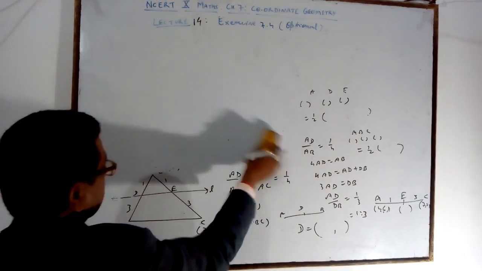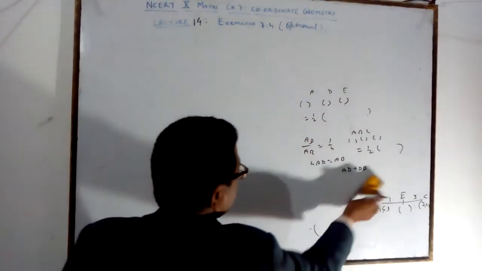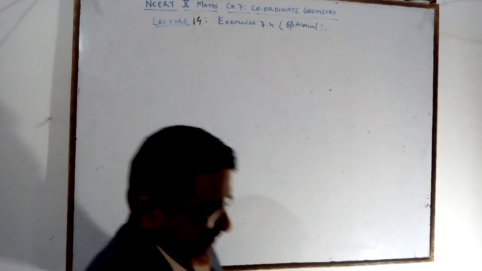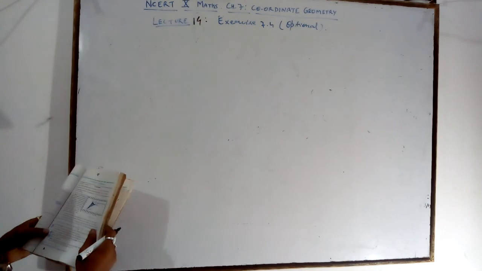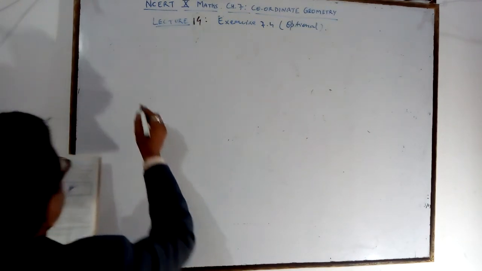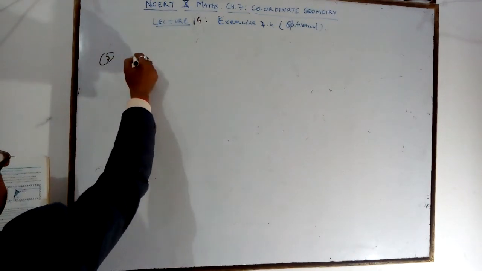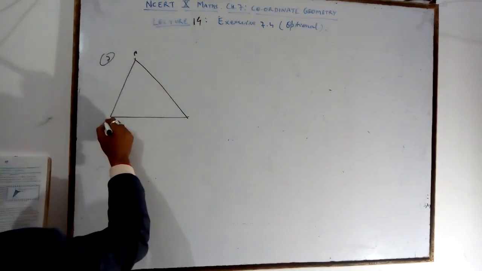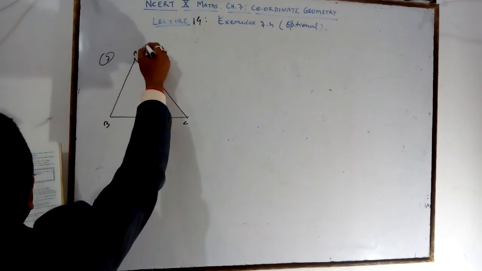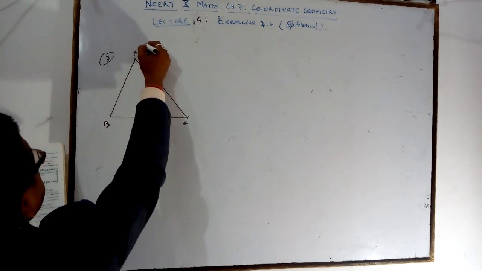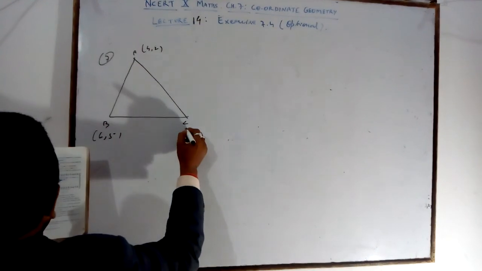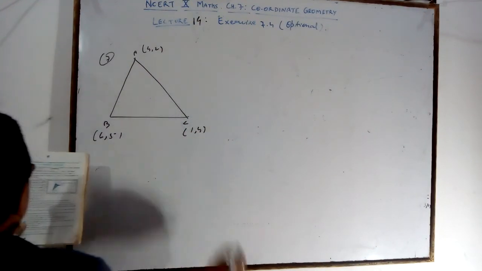Now question number 7 is given here. In question number 7 you are seeing a figure. Let ABC be the vertices of a triangle. The centroid formula derivation is given here. The coordinates of A, B, C are given: 4, 2, 6, 5, 1, 4.